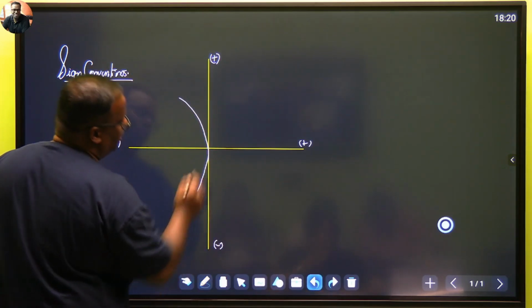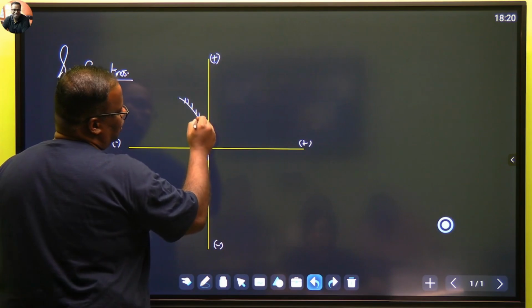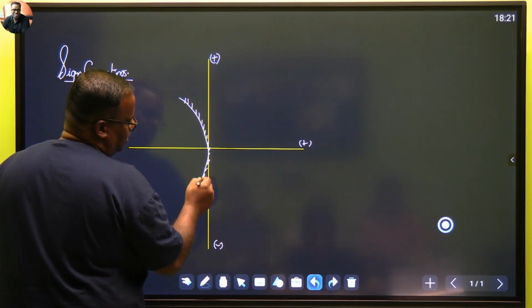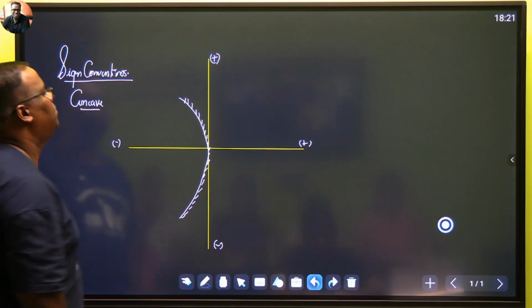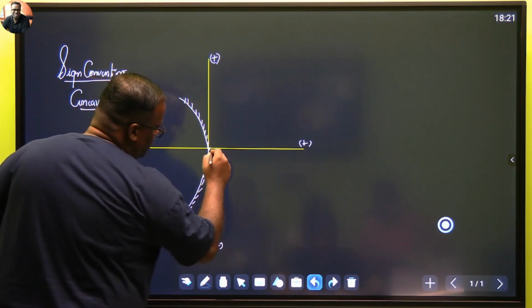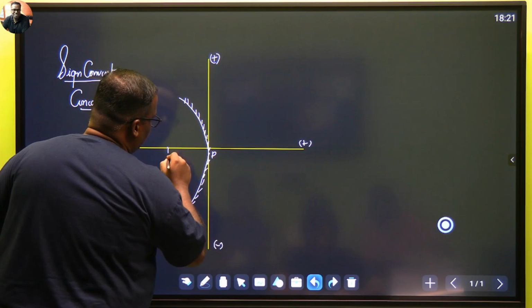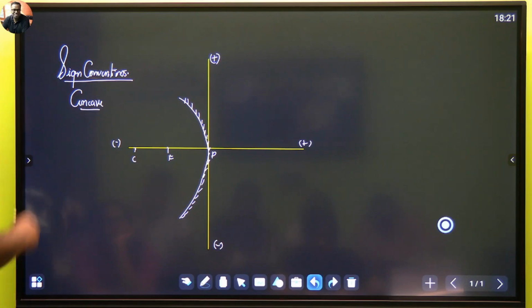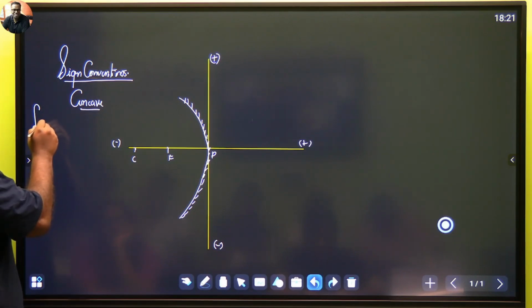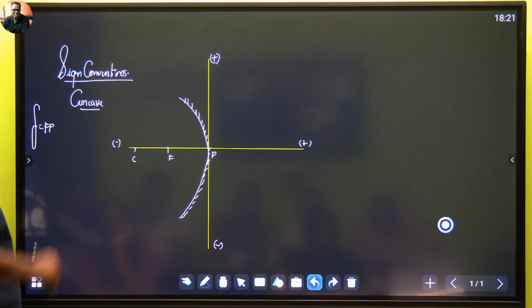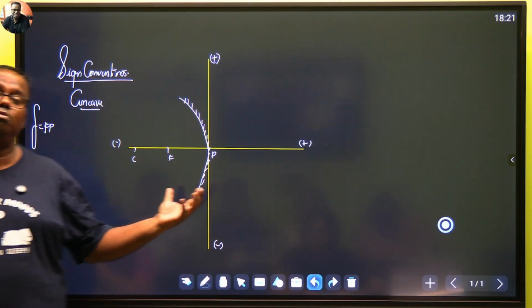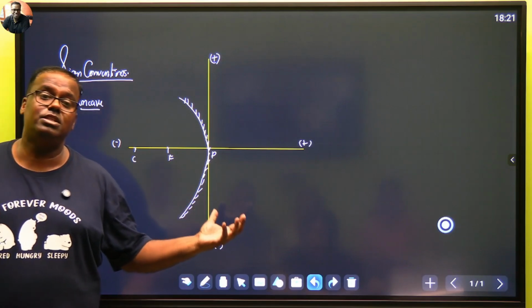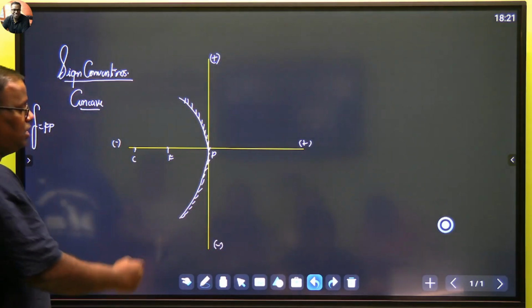This is my mirror. I am trying to do everything for a concave mirror, right? So this will be my P. Obviously I have a F out here and I have a C out here. Now what is the focal length? The focal length is equal to FP. All distances are measured from the origin. So origin is my reference.